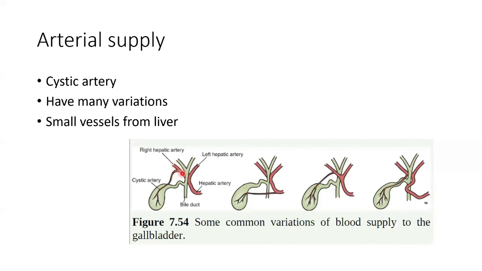So you have the right hepatic artery here, which is the branch of the hepatic artery coming from the celiac trunk. You have the cystic artery. So this is the usual anatomy, but it can have many variations. It can come from the hepatic artery itself. It can come anterior to the bile duct, common hepatic duct. It can curve around, coil around the bile duct like this.